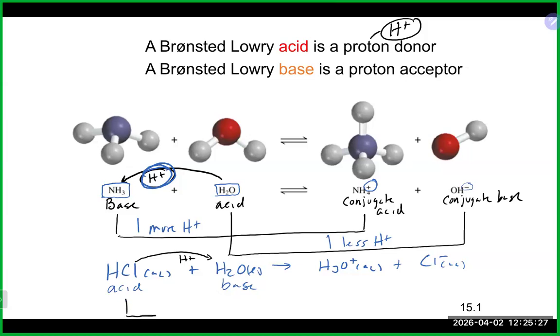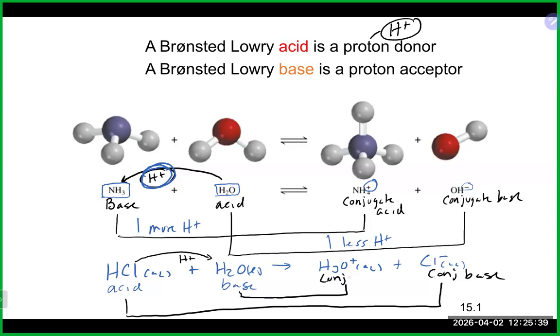So the acid on this side is related to our conjugate base over here, and our base on this side is related to our conjugate acid on that side. Now, when you're talking about just regular old acids and bases, they're always on the left-hand side of the arrow. Conjugate acids and conjugate bases are typically found on the right-hand side of the arrow, on the product side.